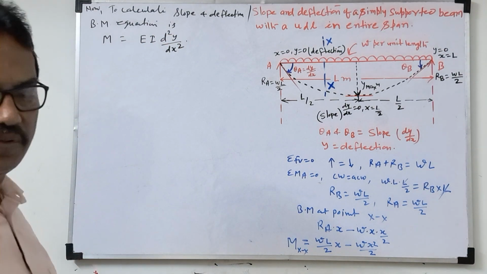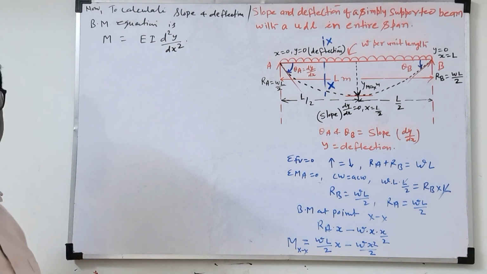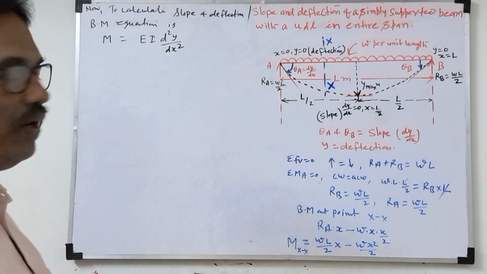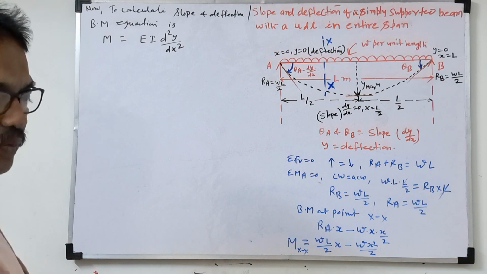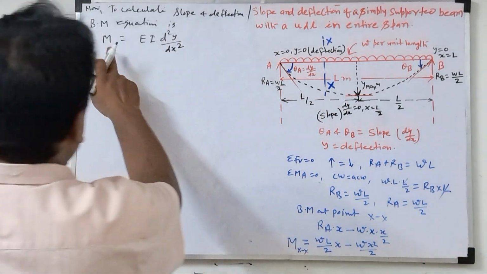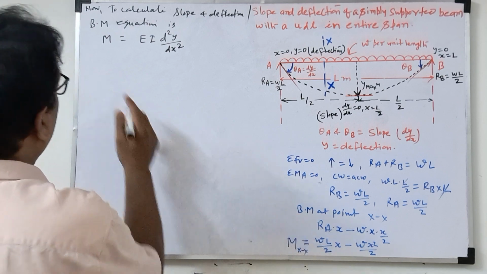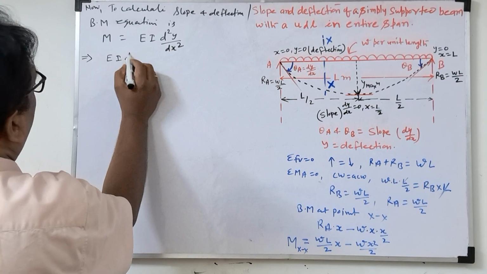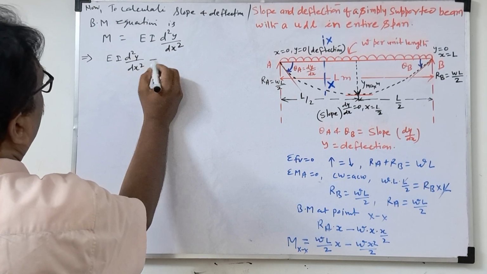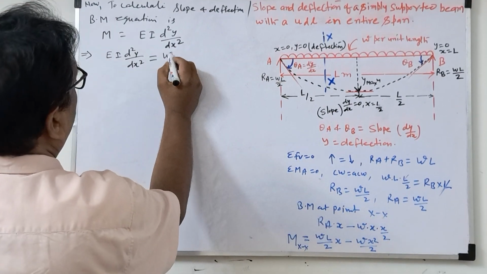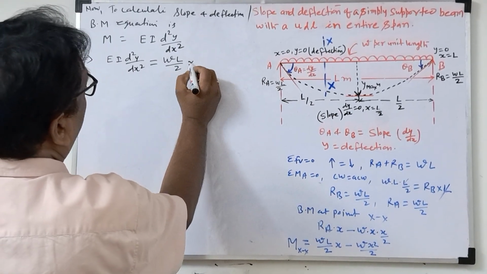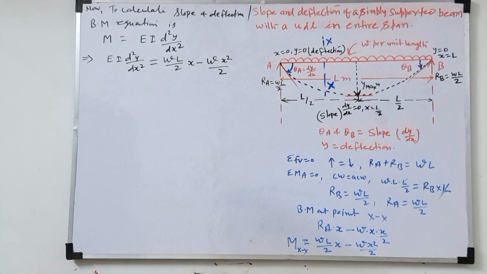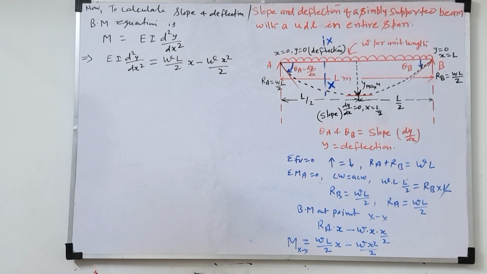How did this bending moment equation come? The previous video already explained it by the radius of curvature and all. Each video we cannot explain again. In the video on deflection of beam, the first video, we already explained how this bending moment equation comes. Now we will equate both sides. So we write EI d square y by dx square is equal to wl by 2x minus wx square by 2. I wrote this. Now if we integrate this, we will get the slope here.